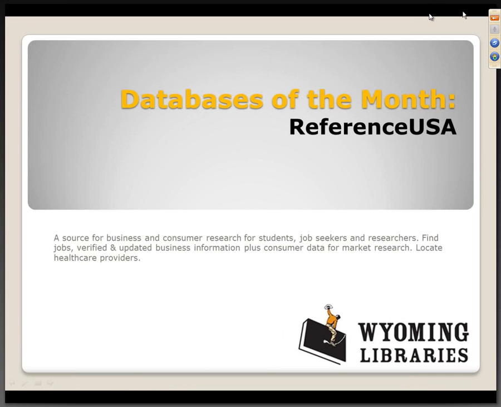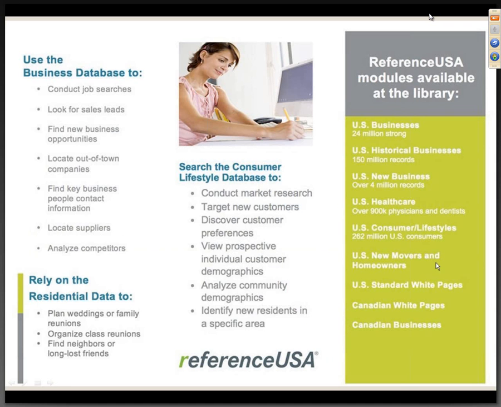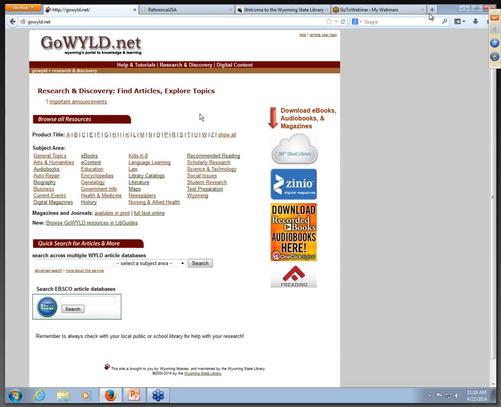ReferenceUSA is a source for business and consumer research. There are modules for jobs, verified and updated business information, consumer data for market research, and a module for locating healthcare providers. In this webinar, we will take a very introductory look at a few of the modules. ReferenceUSA can be found by coming to the GoWild.net page and finding it alphabetically.